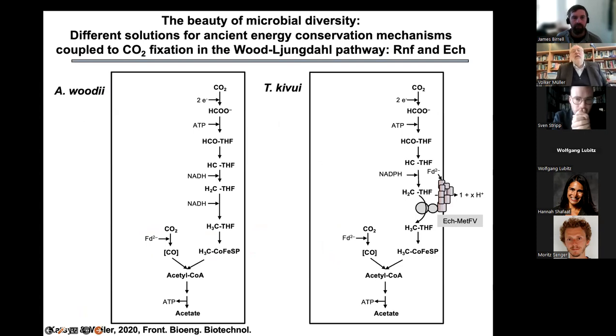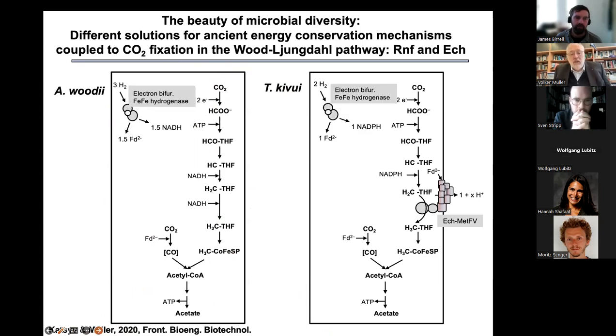And I give you two examples today, two of our main organisms that we work on. One is called Acetobacterium woodii, that's a mesophile, and the other one is called Thermoanaerobacter kivui, which is a thermophilic organism, grows optimal at 66 degrees. What you see here is the pathway of CO2 reduction to acetate, but now we have a frame, that frame is a cytoplasmic membrane. And now I'm going to demonstrate to you how additional energy is conserved.